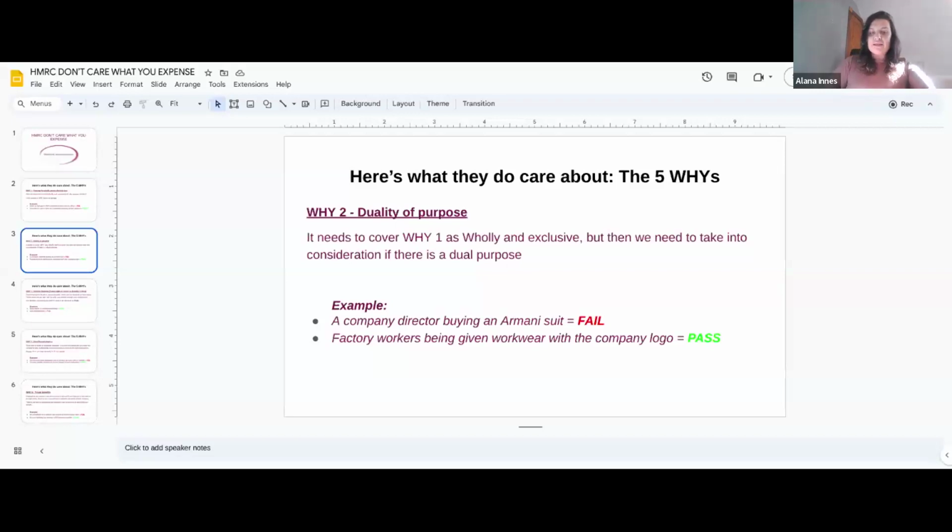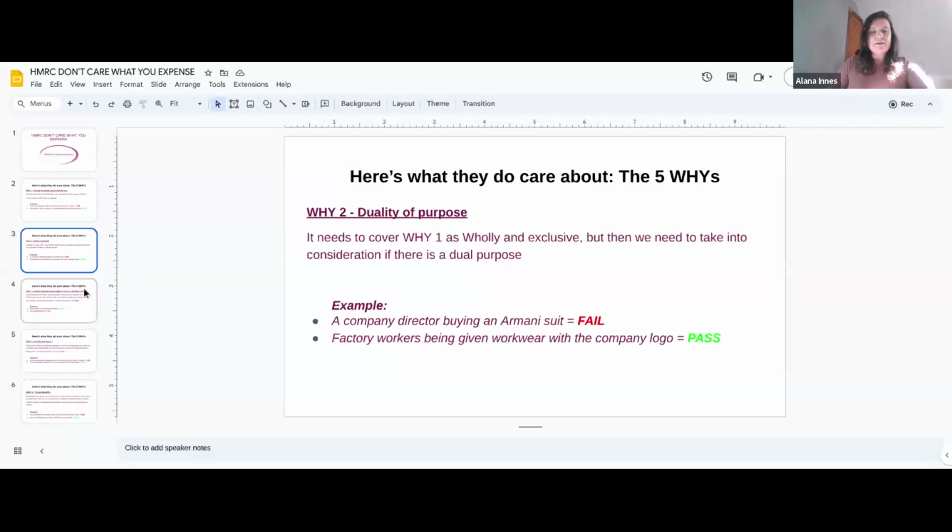So they would accept, though, if you're a factory worker and you're getting workwear to wear to work and it's got the company logo on it, because there's probably not much chance that if you're working in a factory with a company logo on it that you're going to choose to wear that out at the weekend or social events or things like that. So they will pass workwear with a company logo on it.